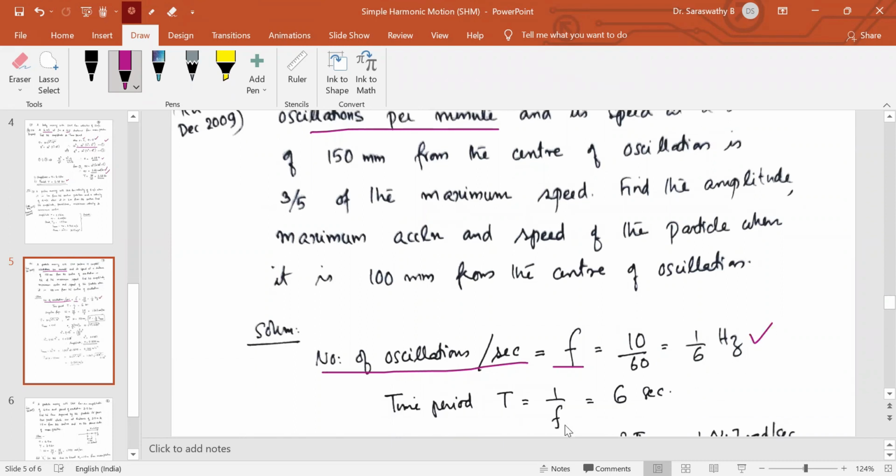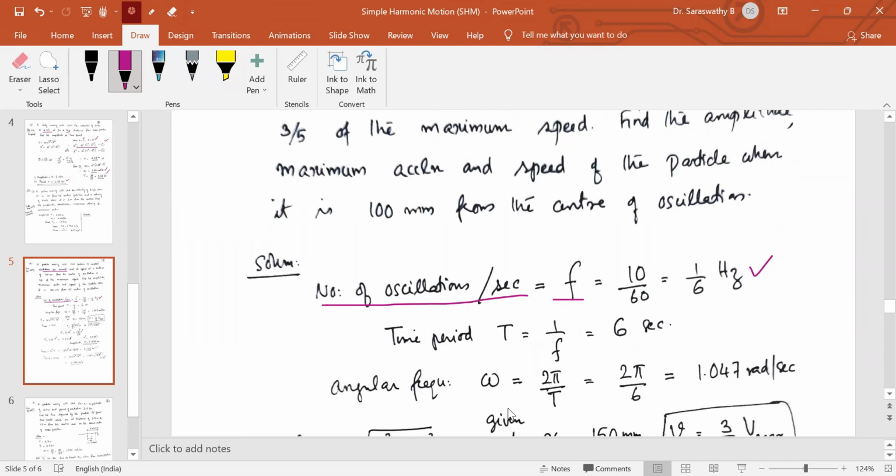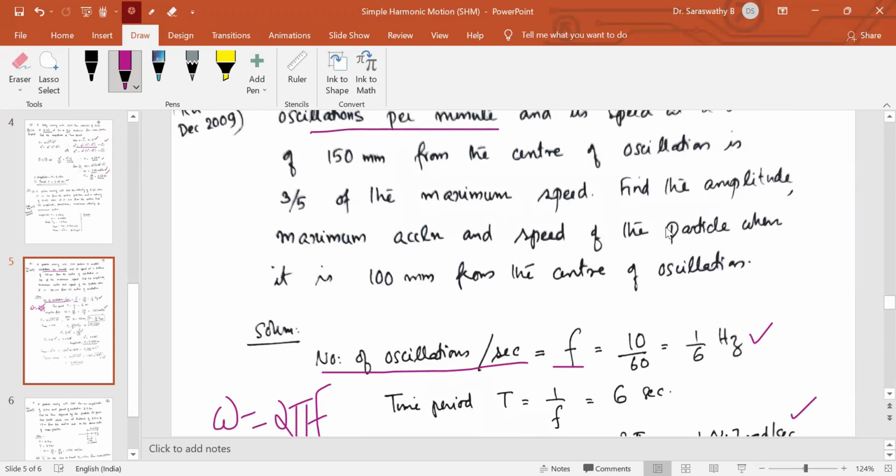Once you get the frequency, the time period is the reciprocal of frequency, 1 by f. So it is 6 seconds. And the angular frequency omega can be obtained as 2 pi by T, or omega is equal to 2 pi f. So f is 1 by 6, 2 pi into 1 by 6, we'll get omega. If the time period is given, we can calculate the angular frequency, and if angular frequency is known, we can calculate the time period, vice versa.